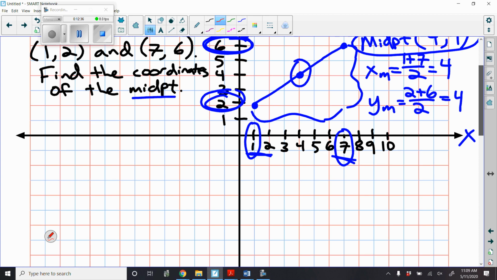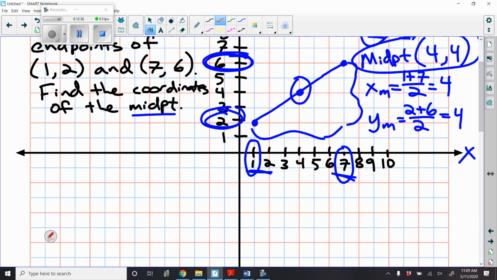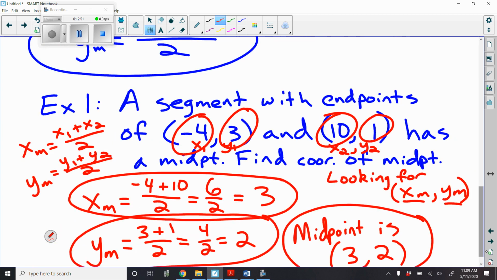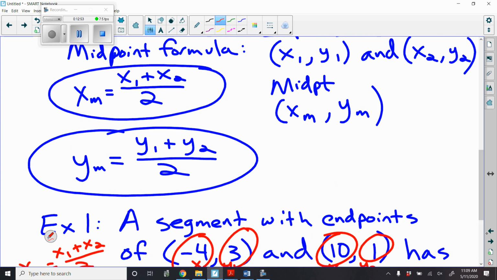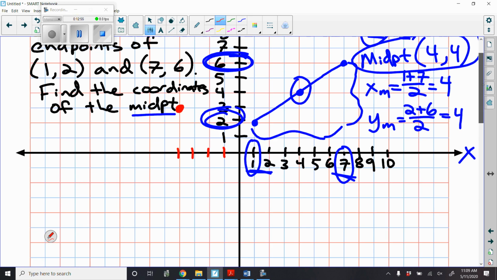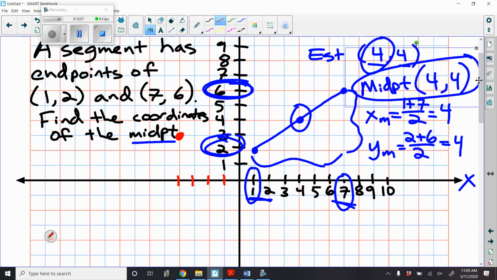Just add them into this graph. We had the point -4, 3. So -1, 2, 3, 4. 3 is right here. And my other point, what was it again? And 1. And it's saying my midpoint is 3, 2. That definitely does look like the midpoint.